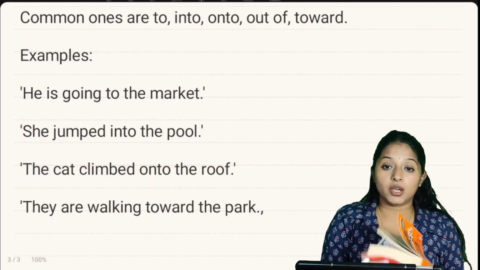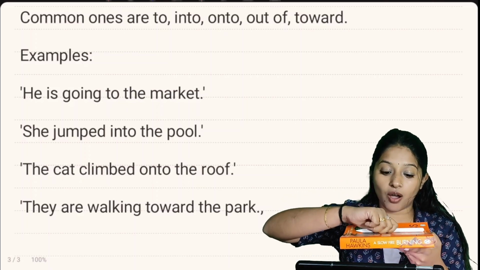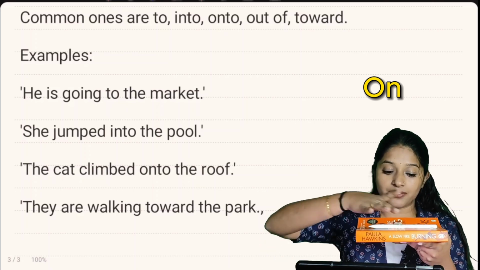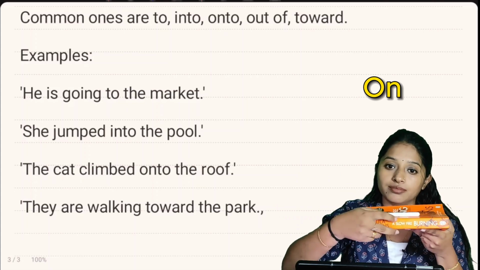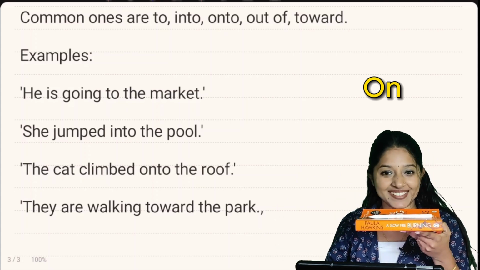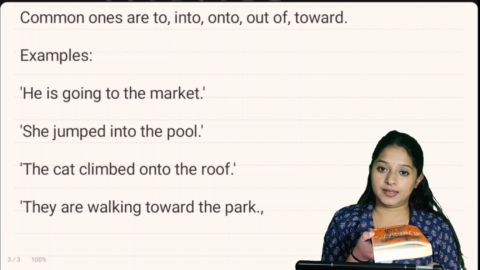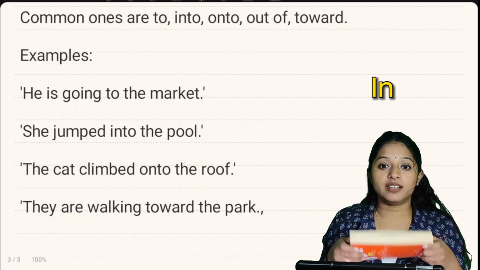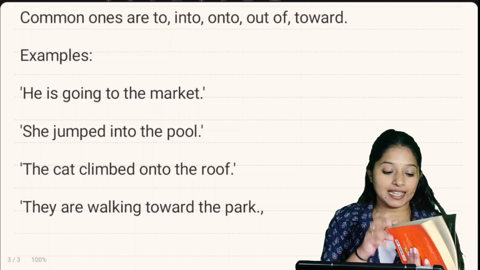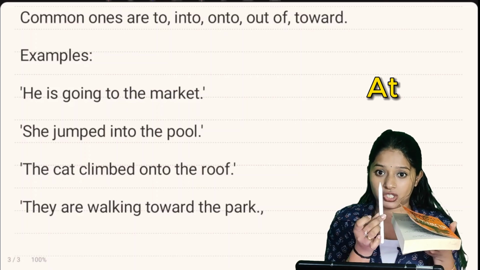So, a quick way to understand. This is on. Whenever we are talking about a surface, this is a surface and this is on. And this is in. Why? Because now it is in an enclosed space. And at is for specificity.